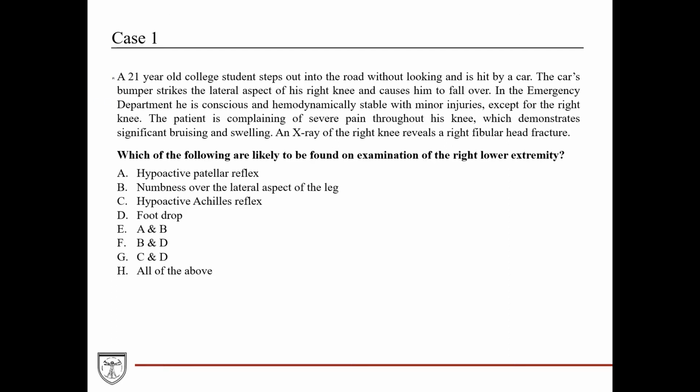Alright, so we've got a 21-year-old college student, so a young patient here. He steps out onto the road without looking and he gets hit by a car. The car's bumper strikes the lateral aspect of the right knee and it causes him to fall over. So blunt force trauma to the right knee. So in the emergency department, he's conscious and he's hemodynamically stable with minor injuries except for the right knee. So everything's okay except for the right knee, which is not too surprising because that's where the main source of his injury was.